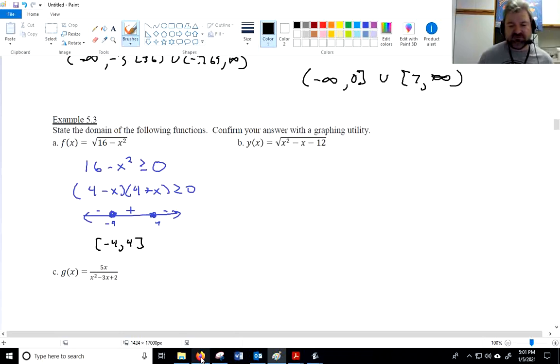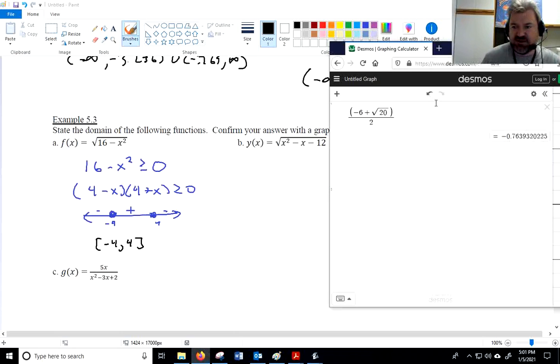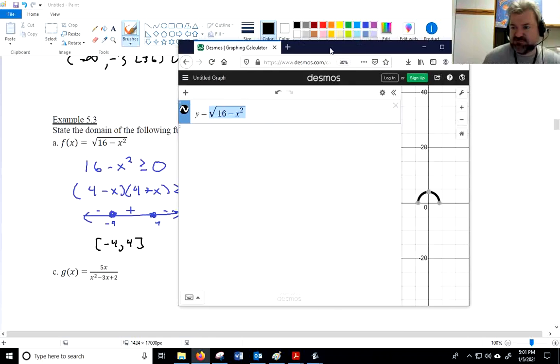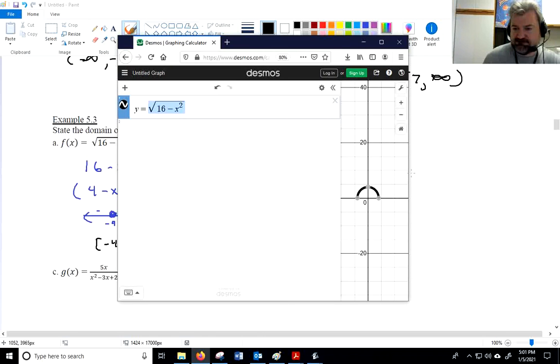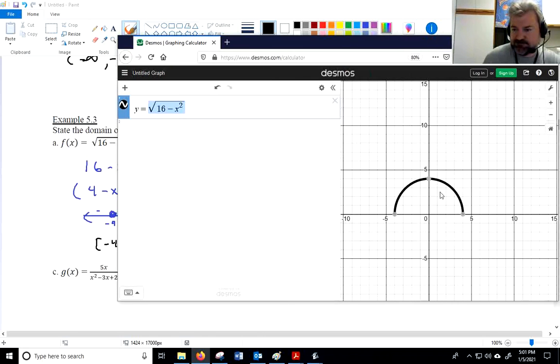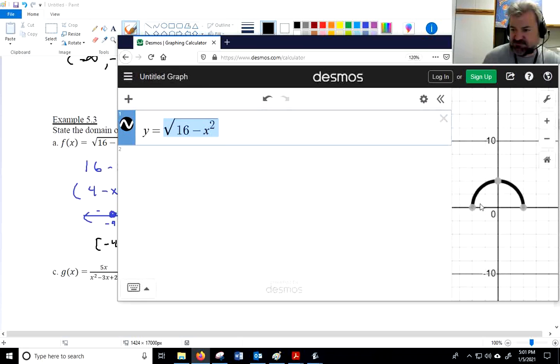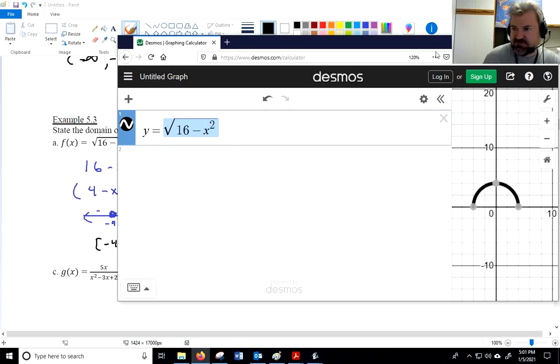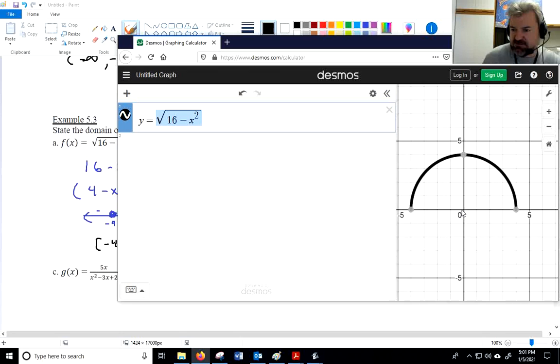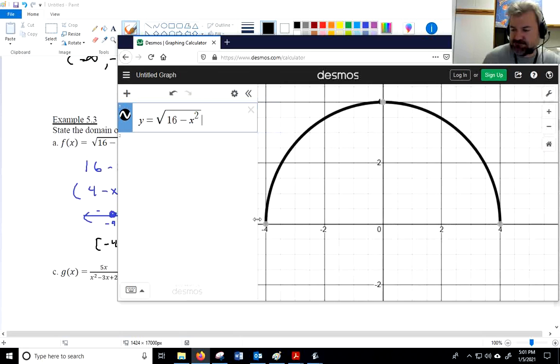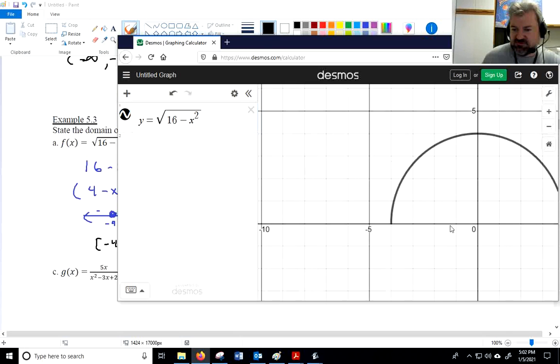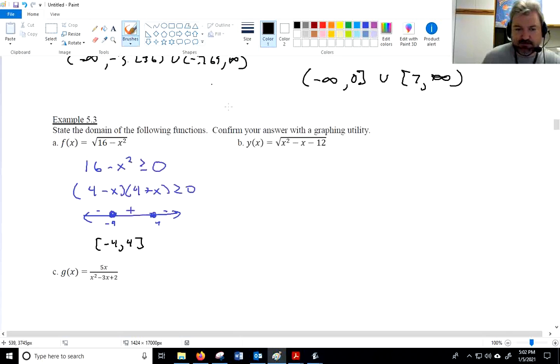And that actually makes sense because this is the equation for a semicircle of radius 4. And just so you can see it there, you can see it's a semicircle of radius 4. Oops, I'm not zooming in the right way. There we go. Pretty cool, huh? And so, yeah, the domain is limited just to that region.